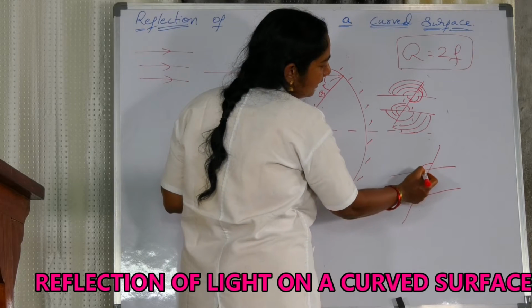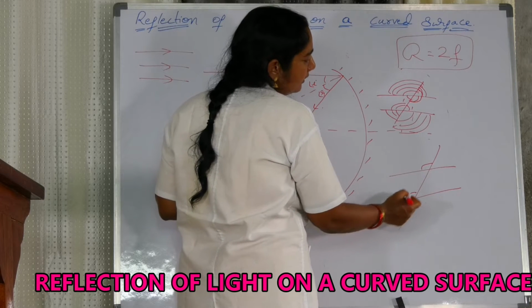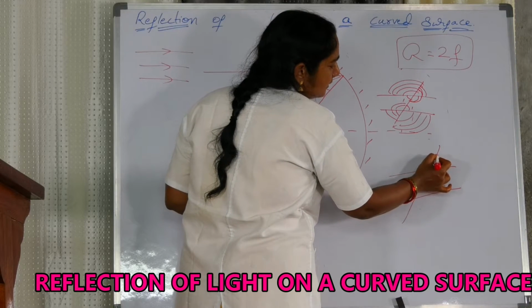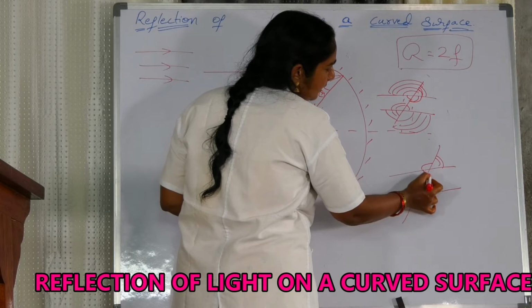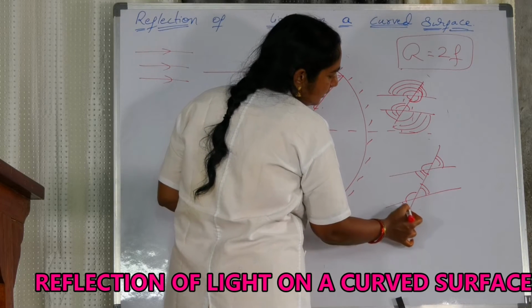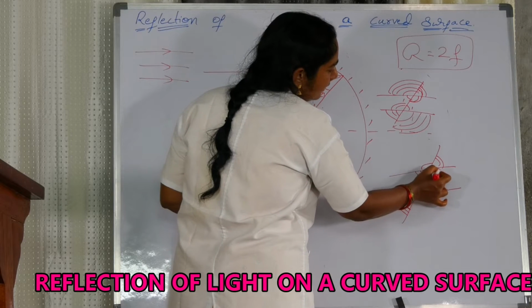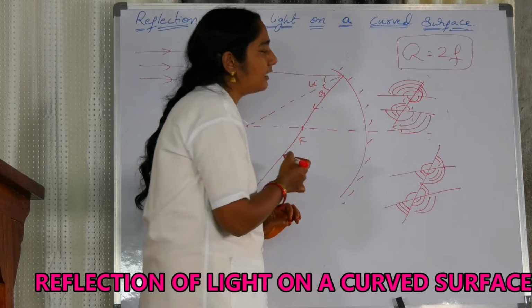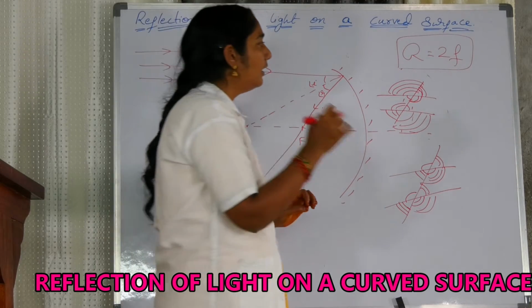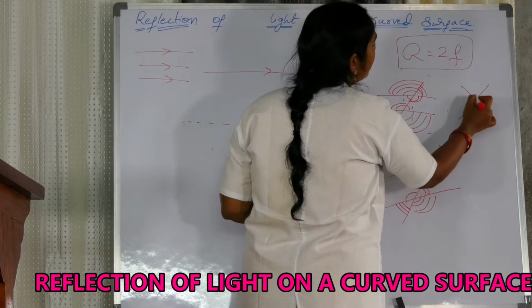This angle is equal to this angle. These two angles, this angle is equal to this angle, are corresponding angles. This angle is equal to this angle, and this angle is equal to this angle. These are the corresponding angles. Corresponding angles are equal.